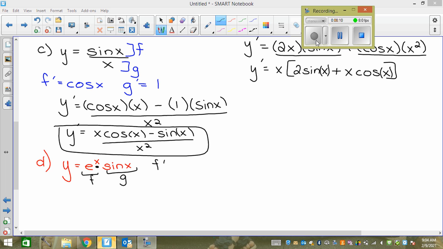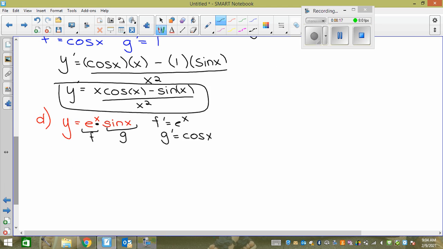So f prime is e to the x, g prime is cos x. So we're going to get y prime equals e to the x, which is f prime, times g, which is sine x, plus g prime, which is cos x, times f, which is e to the x. And then I can take e to the x out.